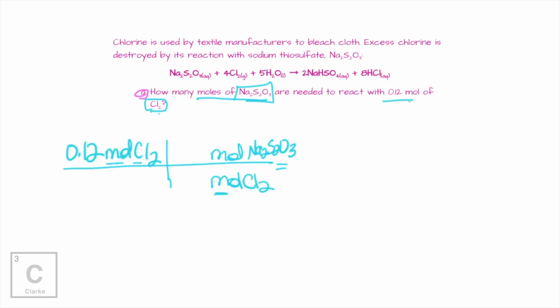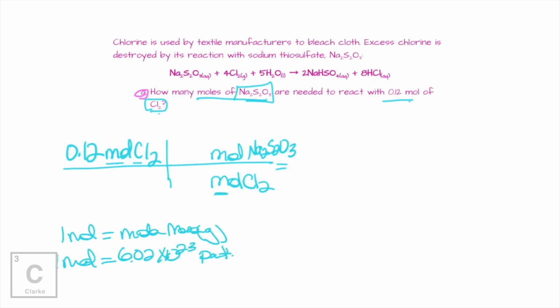When you have mole on top of mole, we're going to use these mole ratios or the coefficients given in our problem. In previous mole conversion videos, we always said that mole was equal to 1 because 1 mole is equal to the molar mass when we're talking about grams, and 1 mole is equal to Avogadro's number of particles, but that's not what we're using in this step. We're using the mole ratio so we can stop talking about chlorine and start talking about sodium thiosulfate.